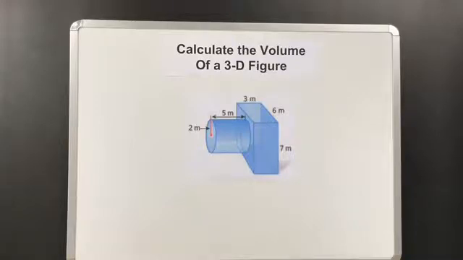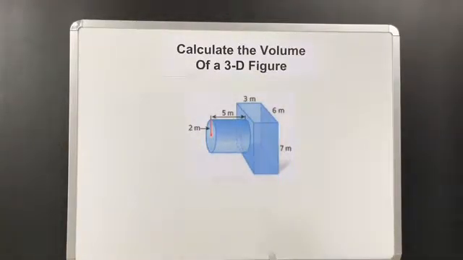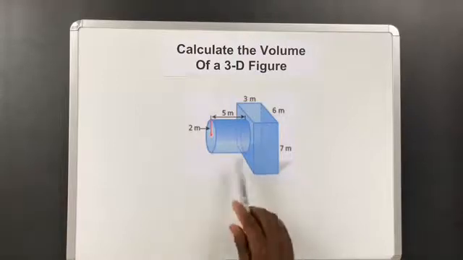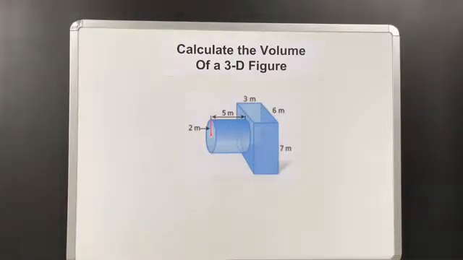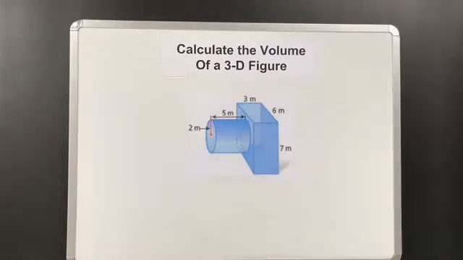Now, we're looking at what is referred to as a composite 3D figure because there are two separate 3D figures that are connected. So let's begin by just building some vocabulary before we get into our calculations, all right?